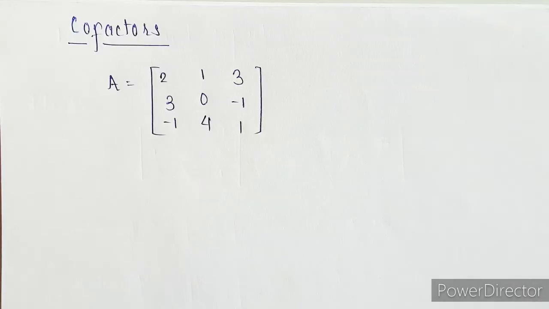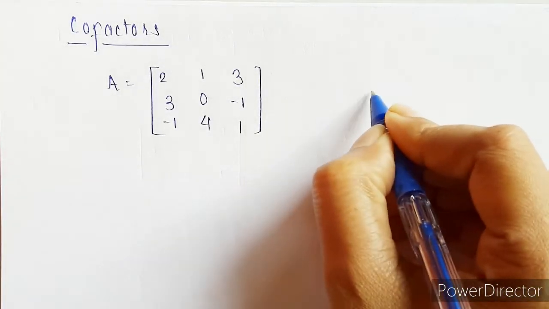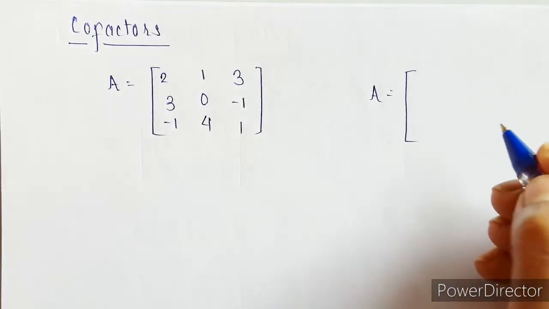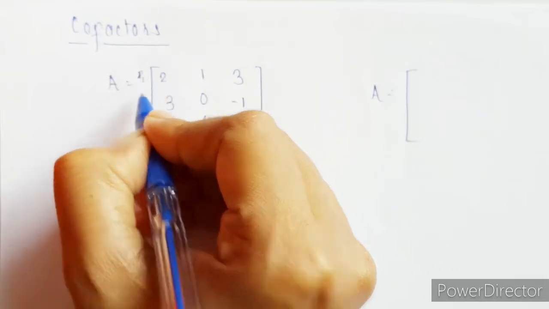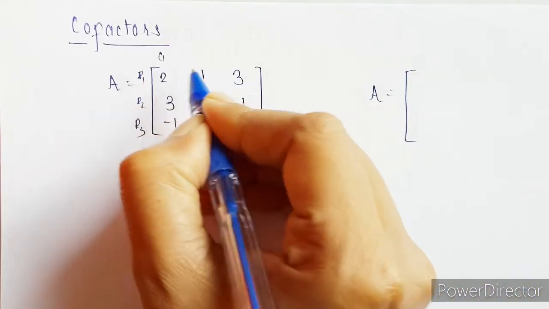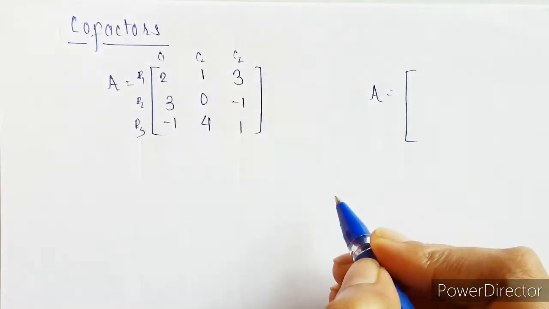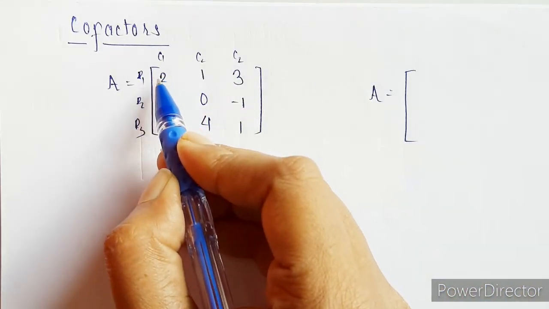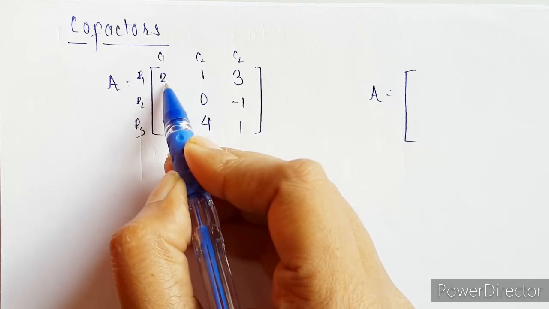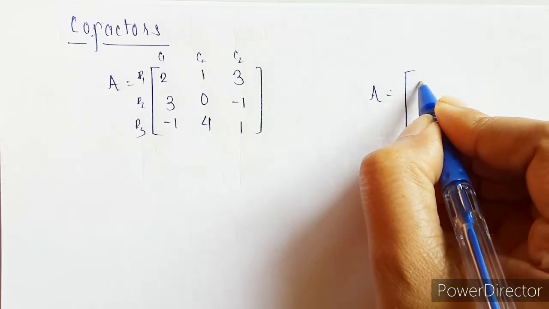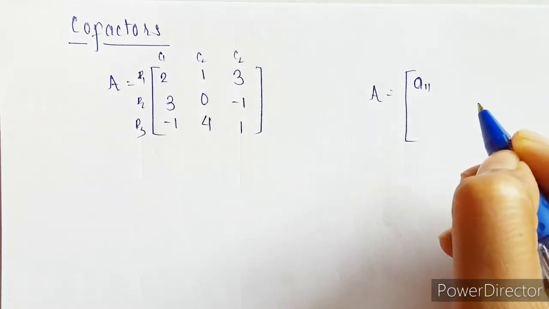Start with cofactors. Now before starting with cofactor, let me just write the elements of a matrix. So basically this is my row 1, row 2, row 3, and this is column 1, column 2, column 3. The first element, this 2, is the element of row 1 and column 1, so we can even write this as A11.